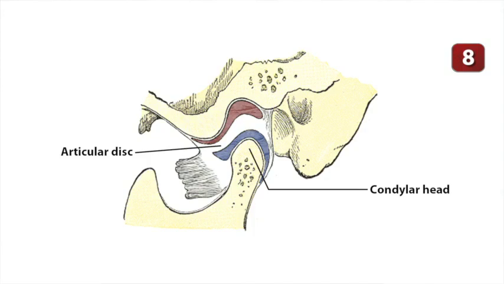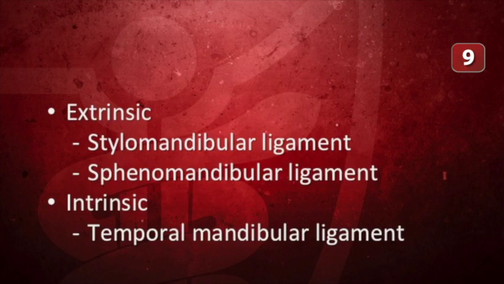Next question. What two joints make up the TMJ? So the first one is the joint between the condylar head and the articular disc. The second is the joint between the articular disc and the squamous portion of the temporal bone. Next, what are the extrinsic ligaments of the TMJ? What are the intrinsic ligaments of the TMJ? So the extrinsic are the stylomandibular and the sphenomandibular. The intrinsic is going to be the temporomandibular ligament.